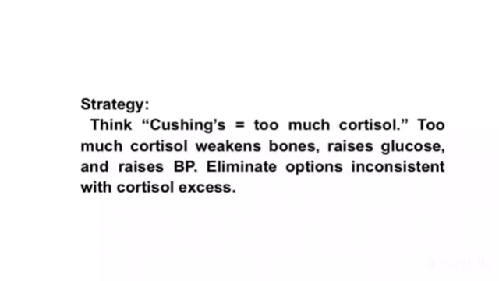Strategy. Think Cushing's equals too much cortisol. Too much cortisol weakens bones, raises glucose, and raises BP. Eliminate options inconsistent with cortisol excess.